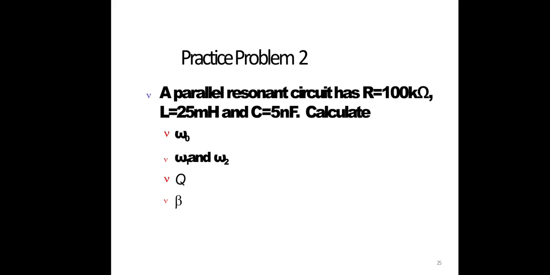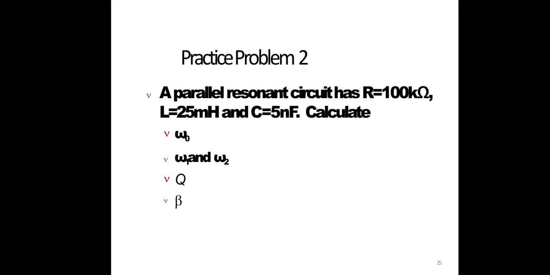Now we will take one more practice problem, which is also a parallel resonant circuit, with 100 kilo ohms, 25 millihenries inductance and 5 nanofarads capacitance. Calculate the resonant frequency, the upper and lower frequencies, the selectivity and the bandwidth of the given circuit. The same formulas are going to be applied.